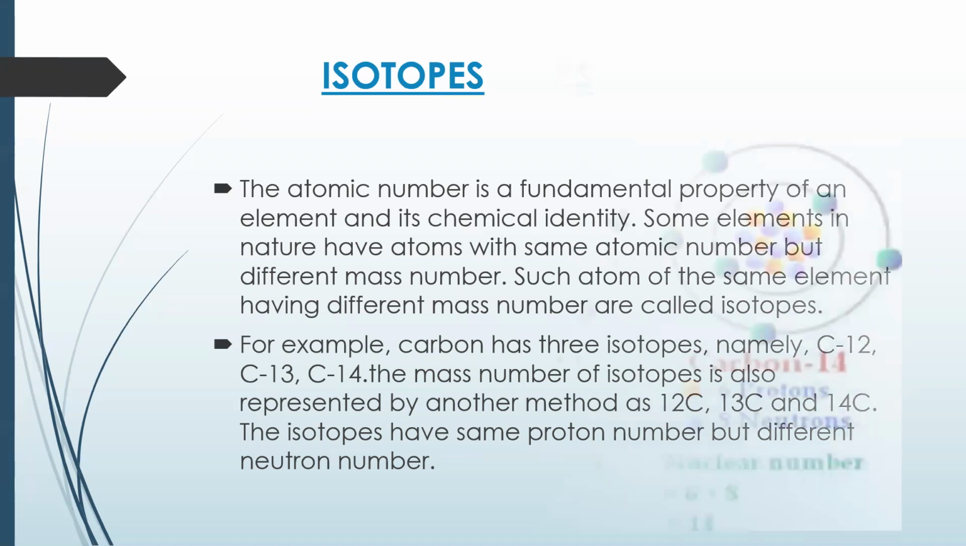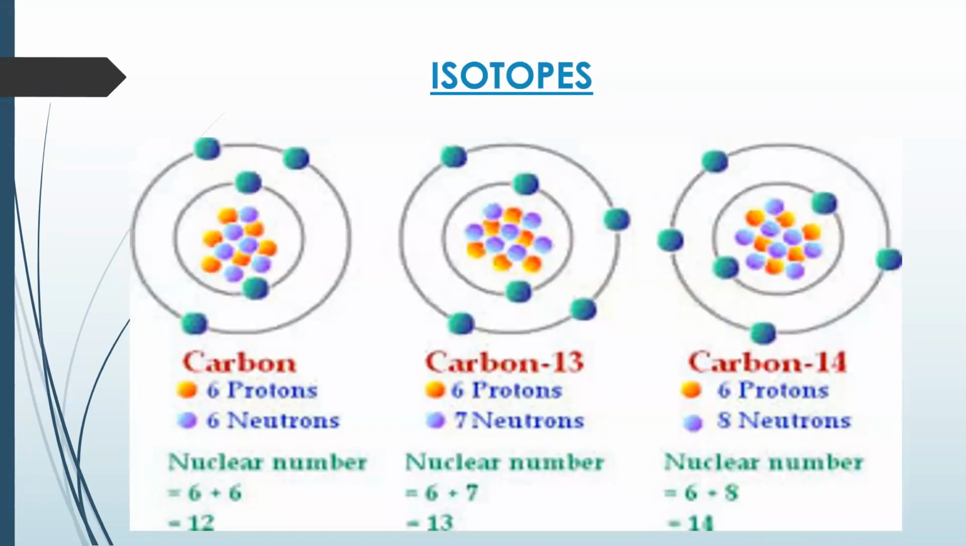See, this is the picture of isotopes of carbon. C-12, carbon, 6 protons, 6 neutrons. Nucleon number 6 plus 6 is equal to 12. Carbon-13, which includes 6 protons and 7 neutrons. Nucleon number 6 plus 7 is equal to 13. And next, carbon-14, which includes 6 protons, 8 neutrons. So, nucleon number is 6 plus 8 is equal to 14. Okay, you can understand this.